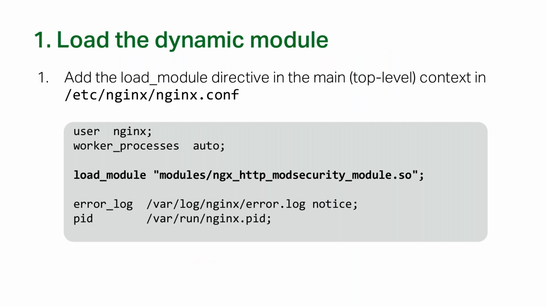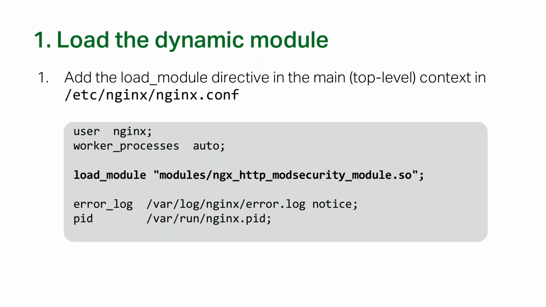To do so, the very first thing that you would do is edit your NGINX configuration to load the dynamic module. Then, when NGINX is reloaded, or its configuration is reloaded, the NGINX worker processes will pull in the dynamic modules listed with the load_module directive, and the functionality in those modules will then be available to you through the NGINX configuration.